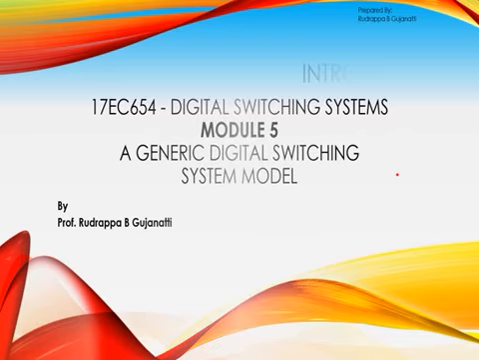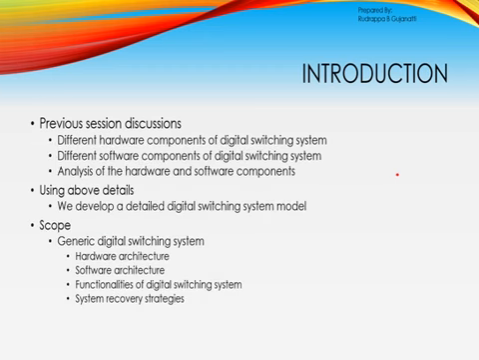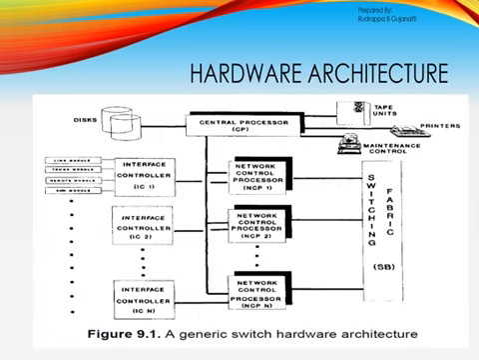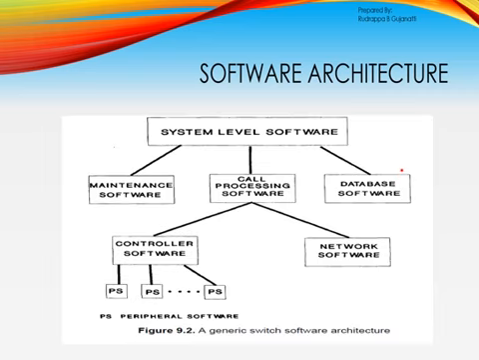In the previous session, we went through the introductory part related to the generic digital switching system. Now let us move further. We had discussed the hardware architecture, so now let us see what the software architecture is. The software architecture consists of different aspects. The overall system level software can be classified into three types: database software, call processing software, and the maintenance software.